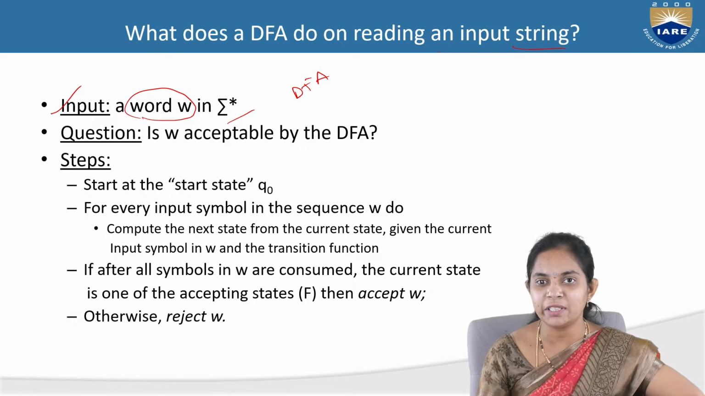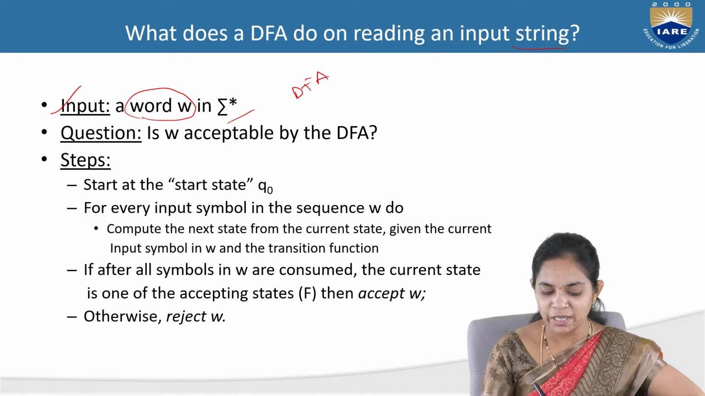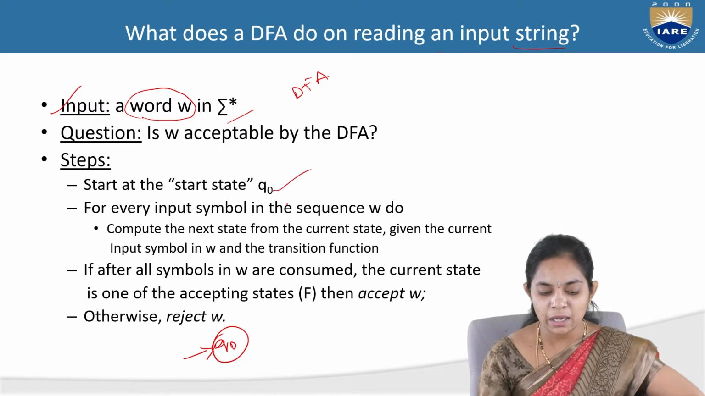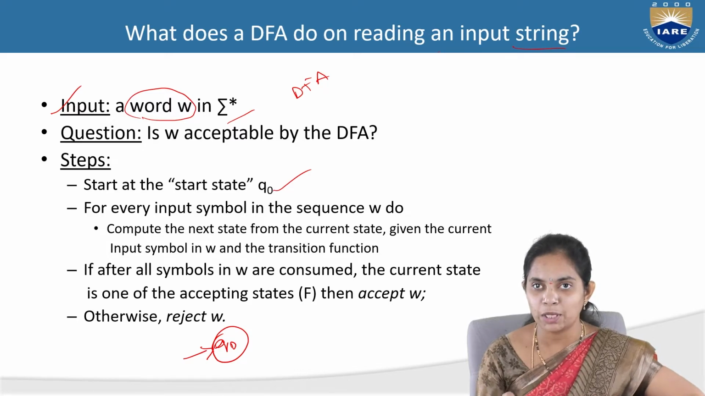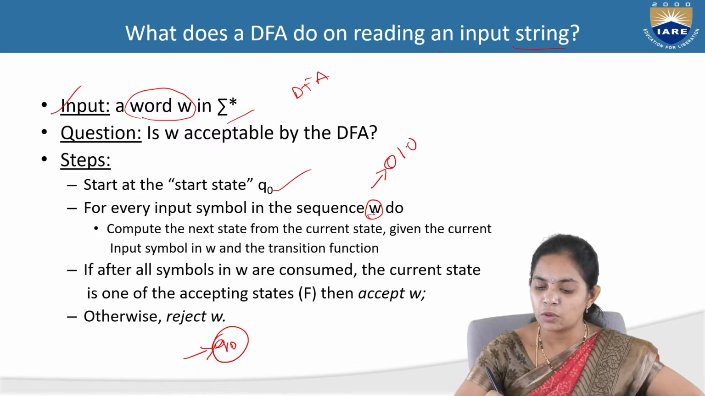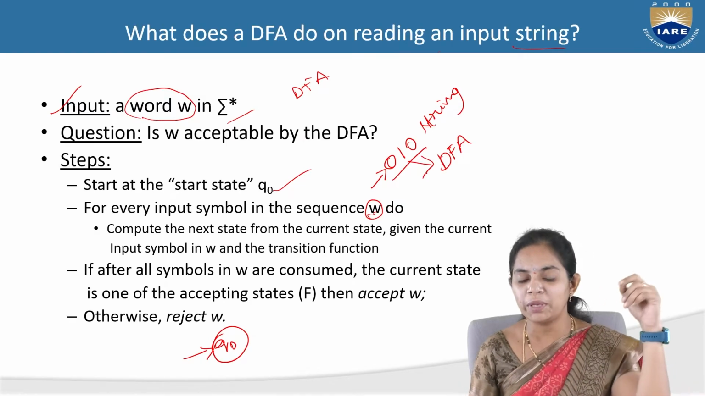First, start at the start state. Previously we discussed the graphical representation. In that graphical representation, we initiated with the symbol Q naught like this. And next, we start from there. And for every input symbol in the sequence W. Here we are taking W as a word, and this word is a string. Suppose, for example, we have 0, 1, 0. This is the word, or the string. This string is going to be given to the DFA.